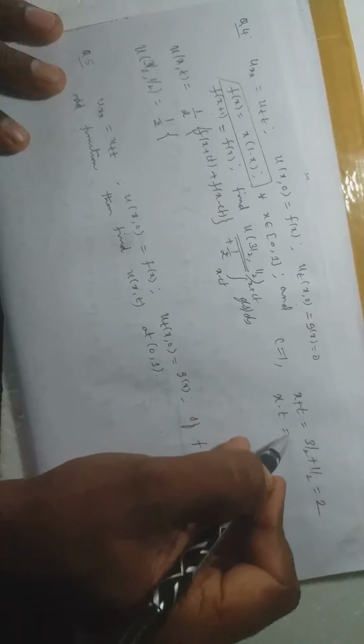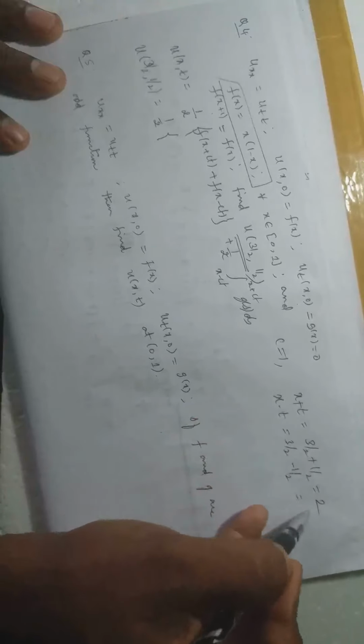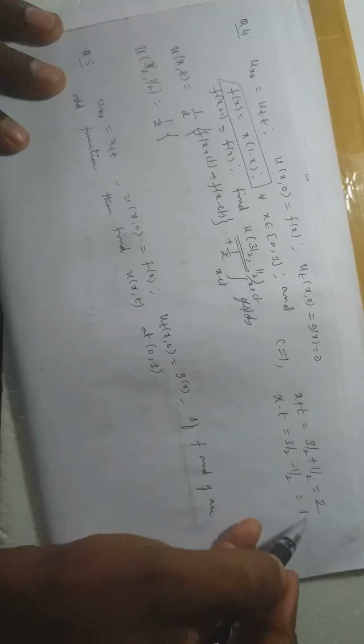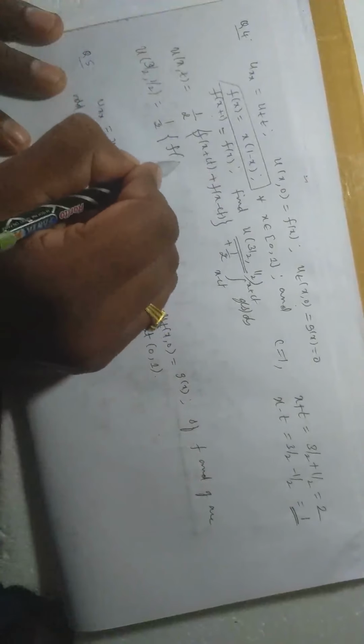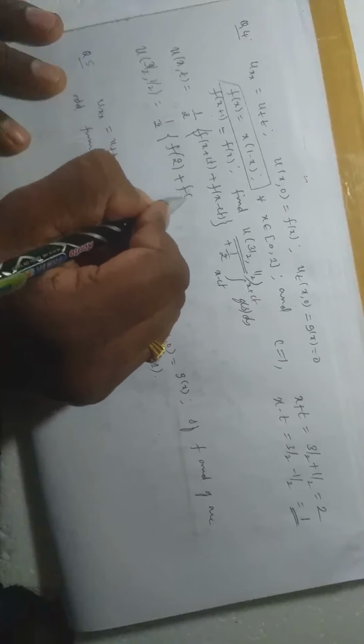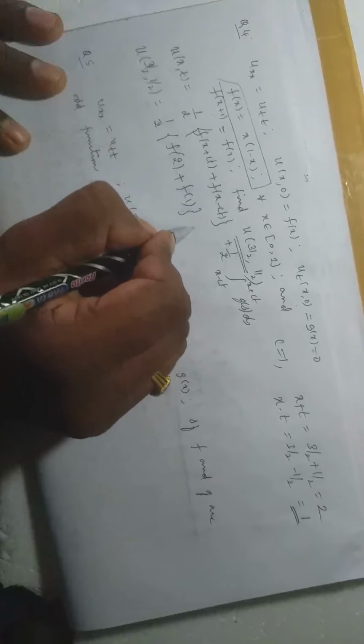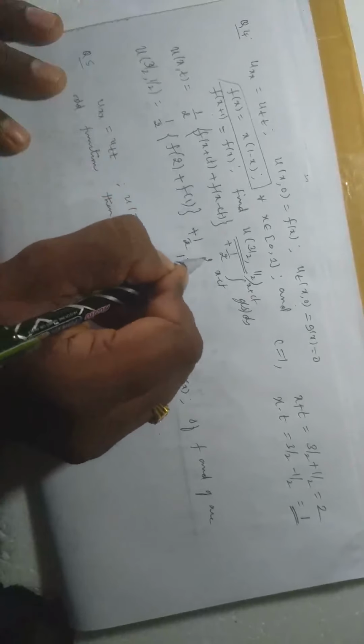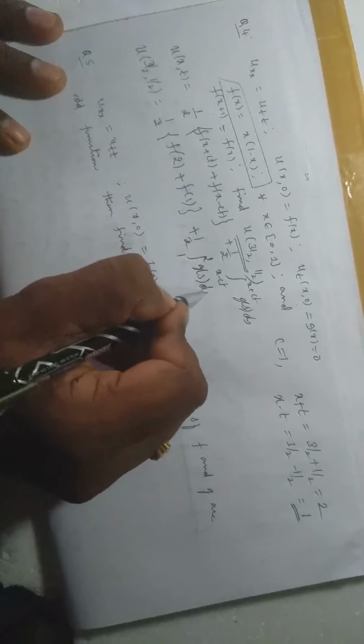1 by 2. So it will be half, c is 1 here, so x plus t is what? That is 3 by 2 plus 1 by 2, it is 2. What is x minus t? 3 by 2 minus 1 by 2, so it is 1. So f of 2 plus f of 1 plus 1 by 2, integral 1 to 2 of g of s ds.